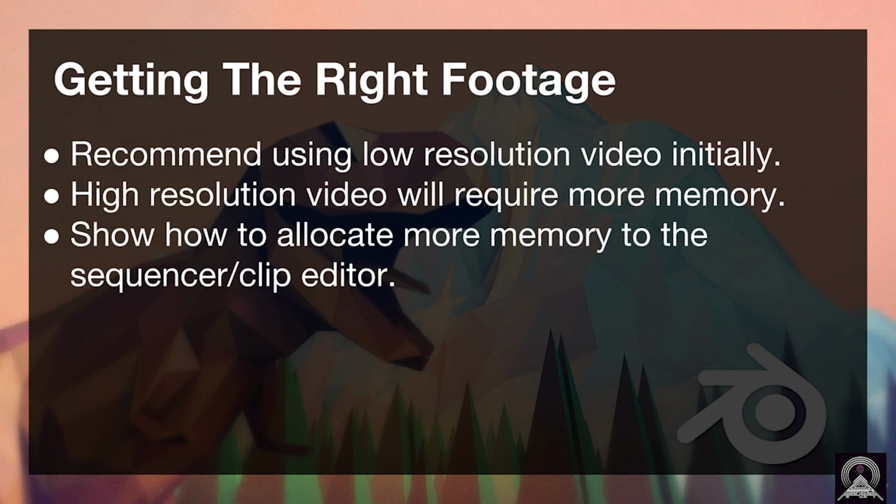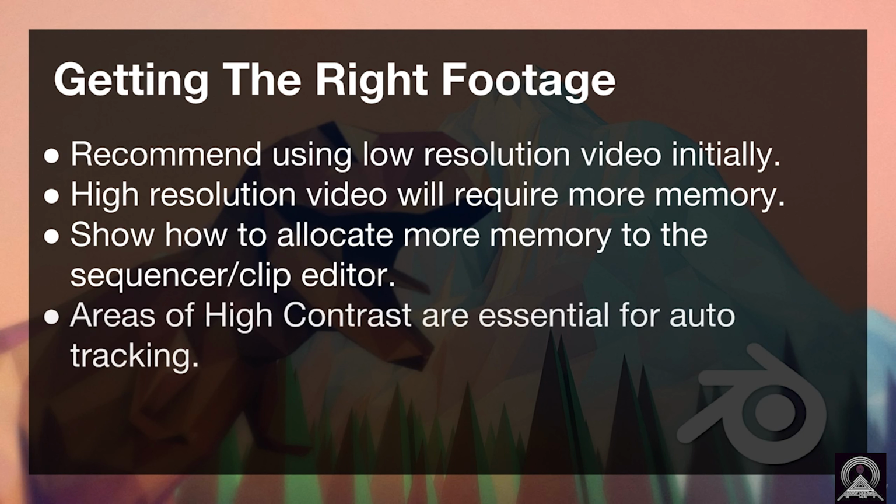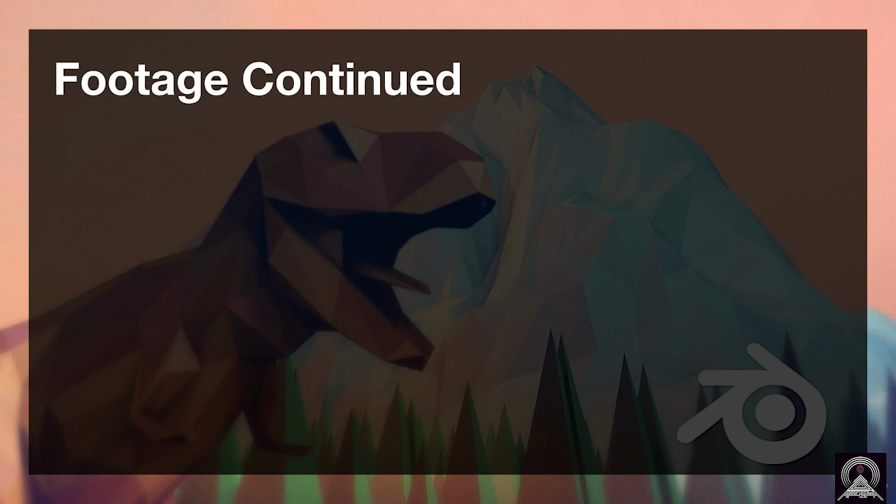I'll be showing you how to allocate some more memory to the sequencer or clip editor so that you can utilize more of your system's memory than Blender's default 1 GB. Areas of high contrast in your footage are essential for auto tracking. Sure, you can go ahead and place markers manually, but that's going to be no fun. We'll want to avoid that if possible.